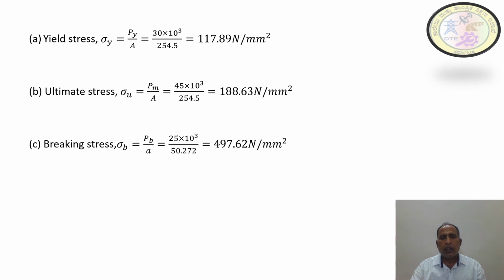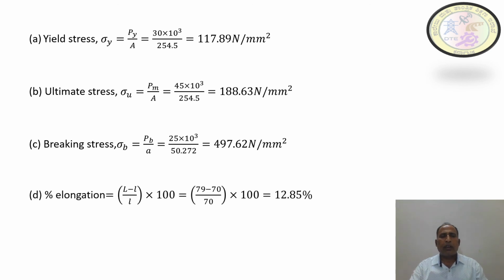When the material reaches the maximum load, after that the load required to break the material goes on decreasing, and at a certain load which is smaller than the maximum load, the specimen breaks into two pieces. So here we have used the neck area, that's why the value of the breaking stress is more than the value of the ultimate stress.